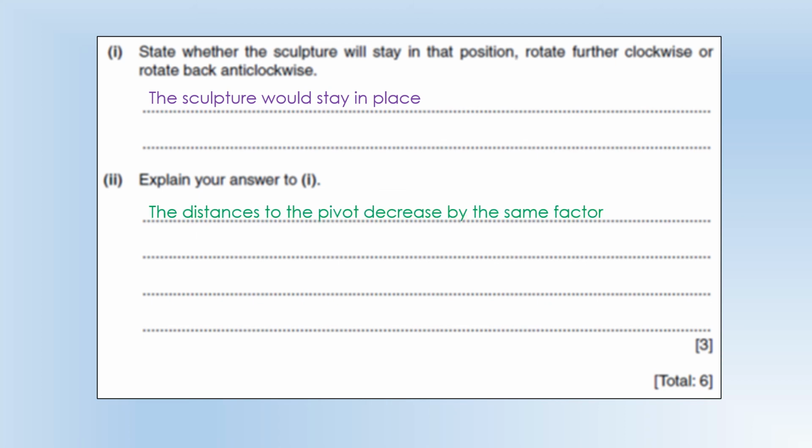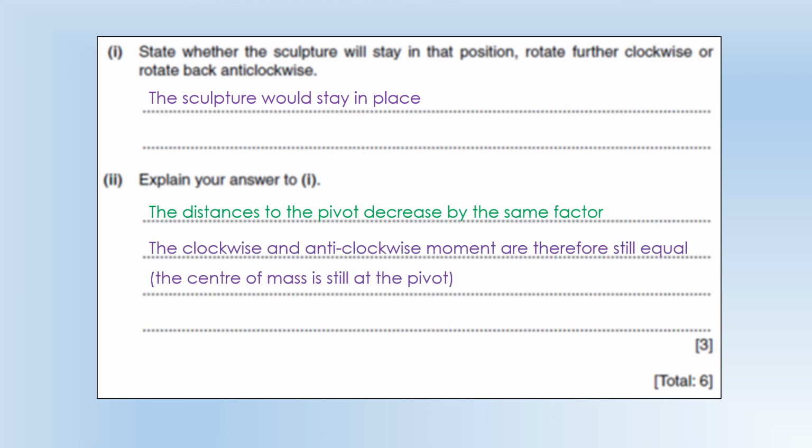Why is that? The distances to the pivot for both the mass of the bird and the counterweight will decrease by the same factor. They'll both be divided by the same number, maybe 2 or whatever it is. Because of that, their moments are still going to be equal. Another way of phrasing that is the centre of mass of the whole object is still going to be at the pivot point. All of that means it's still in equilibrium, so it would not rotate.